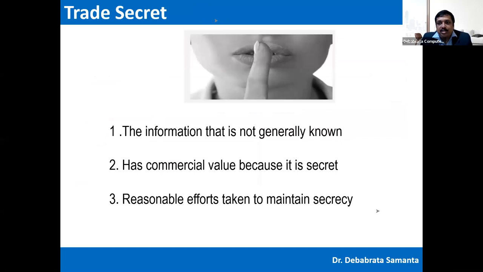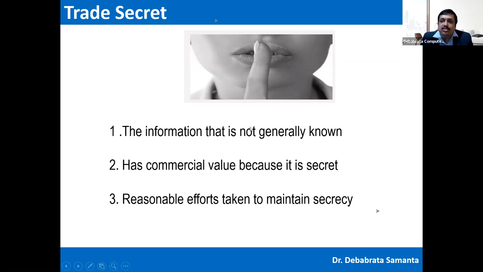Trademark and trade secret are different, because sometimes both are linked in terms of the process of execution of the business policy of the company, but both are different. You cannot match similar types of work and apply for a trade secret. Basically, it is information that is not generally known, has commercial value because it is secret, and reasonable efforts are taken to maintain its secrecy.